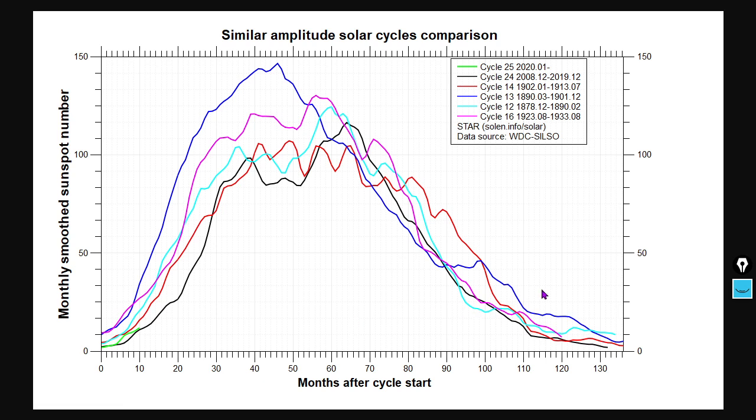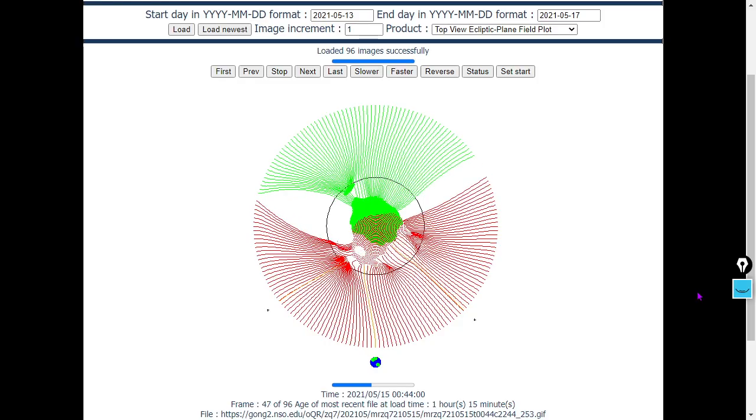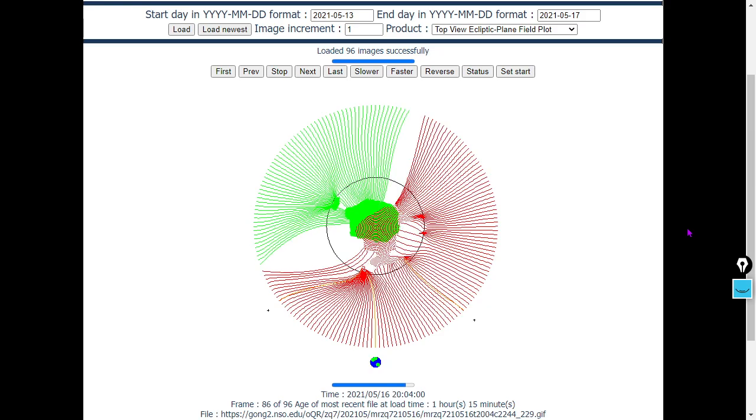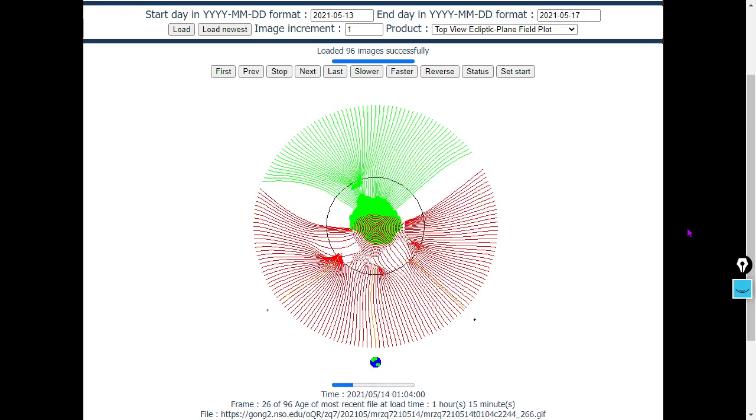Here's an overlapping one. So this one was updated on May 1st, according to solon.info, and you can see the green line there is cycle 25. The black line is cycle 24. So almost at the same point in terms of sunspot number only, folks.